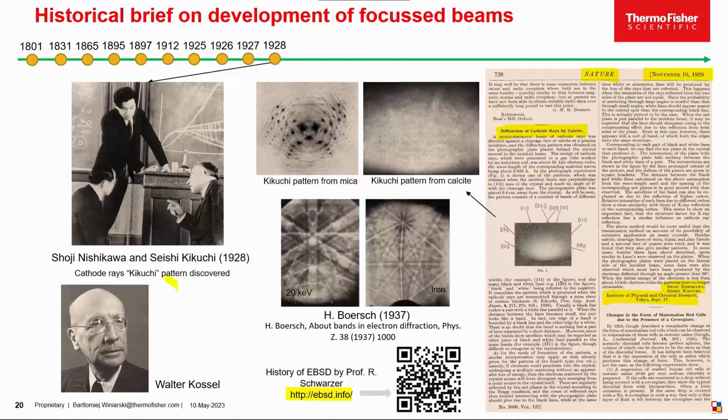Walter Kossel, the son of Albrecht Kossel, who won a Nobel Prize in chemistry, is known for his work in the field of X-ray and description of X-ray pattern forming from diffracting crystal, similar to Kikuchi patterns, now known as Kossel cones. In the center we see first Kikuchi patterns collected and published by Hans Boersch. He likely used Ernst Ruska microscope. I will dwell on Ruska's instrument on the next slide. I suggest browsing Professor Schwarzer webpage on the history of EBSD. The link and QR code is below.